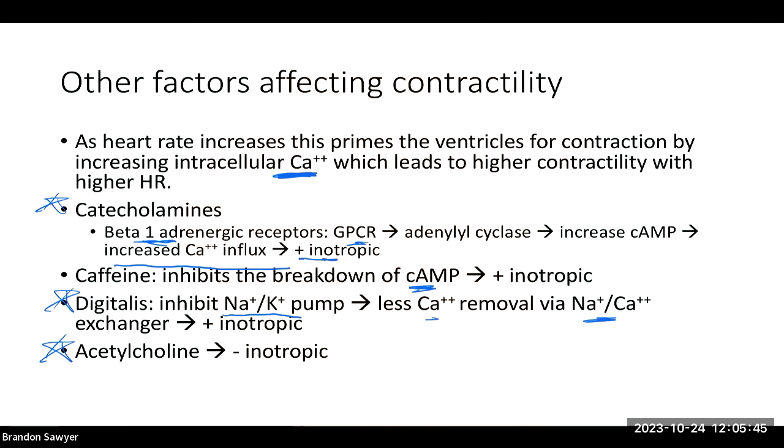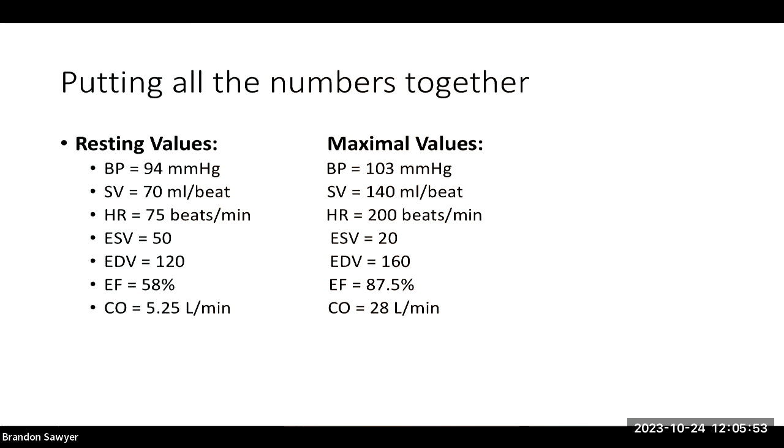Okay, questions on that? All right, so we've got preload, afterload, contractility. And here's what we're going to do for just a minute, to put together how these factors change and which of them change in which direction to increase our cardiac output. I'm giving you resting values of all these numbers we've been talking about, and then maximal values. I want you to connect them to the factors we just talked about: which ones show a preload increase, a change in afterload, a change in contractility.